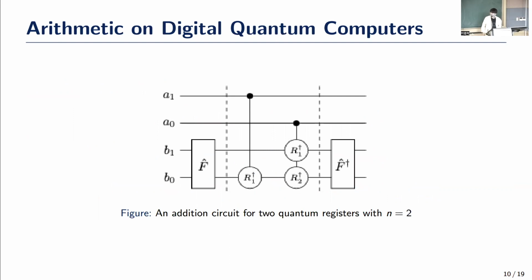This is an addition circuit for two quantum registers with n equal to 2. And this can be implemented with two QFTs and three controlled rotate gates. And subtraction can be implemented by the inverse of the addition circuit.